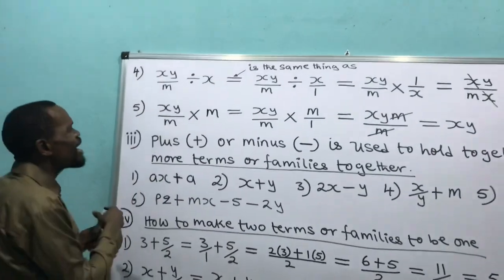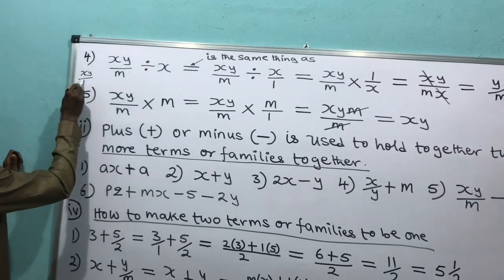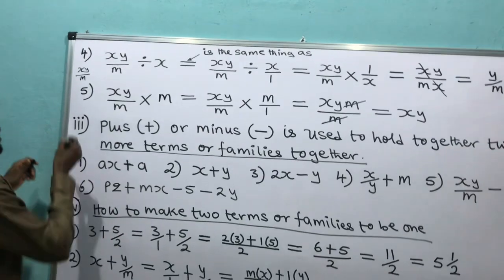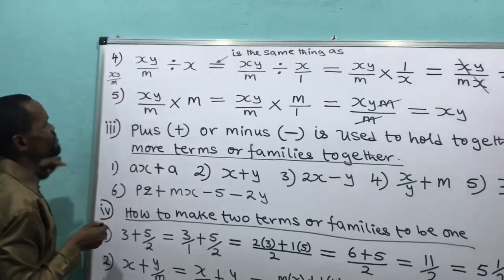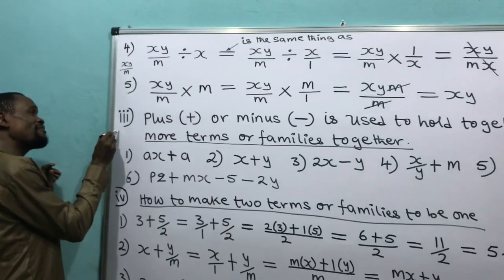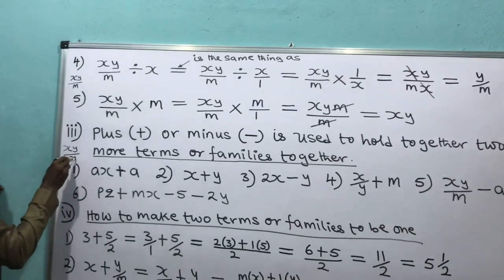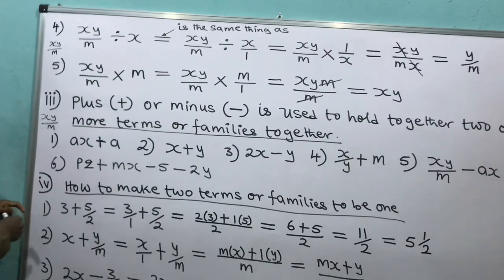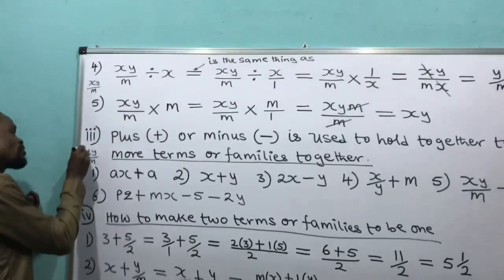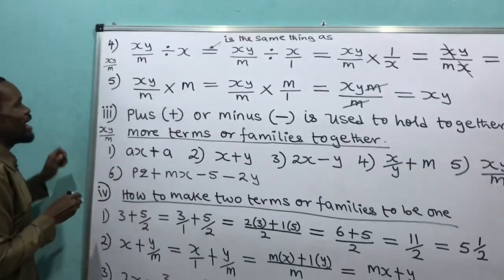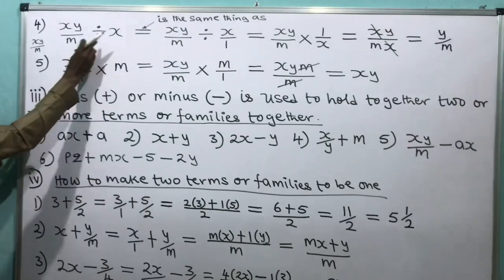Example, I have here XY divided by M. This is a family I have here. XY divided by M. I want to remove X from this family. You remember what I said? I have an XY divided by M family. I want to remove X from this family. What will I do? I have to divide this family by X. And that's what we did here.